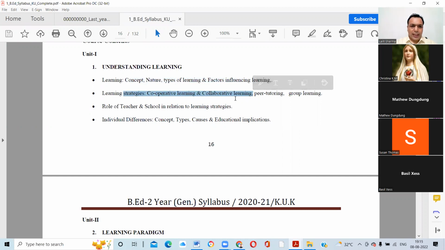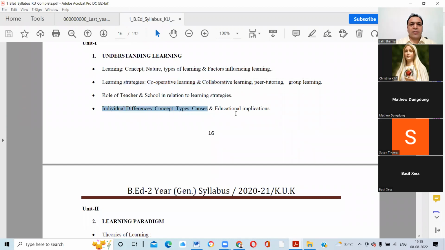Okay, and one is individual difference, which we have already done. So in section 1, you do this first part and second part, and third, individual differences. Okay, so 2 questions are prepared, right?